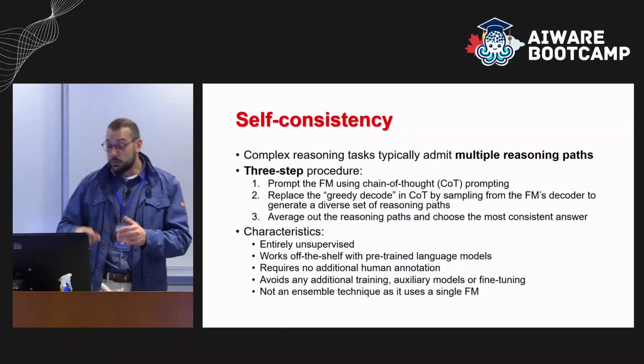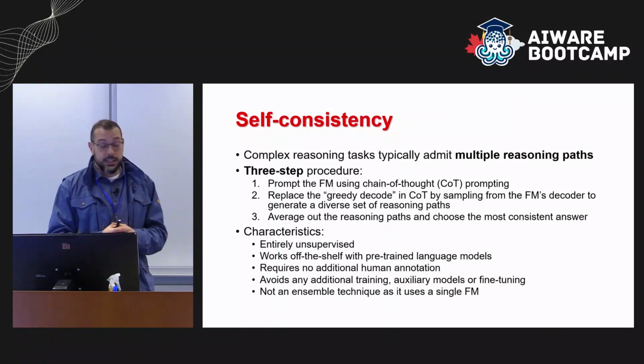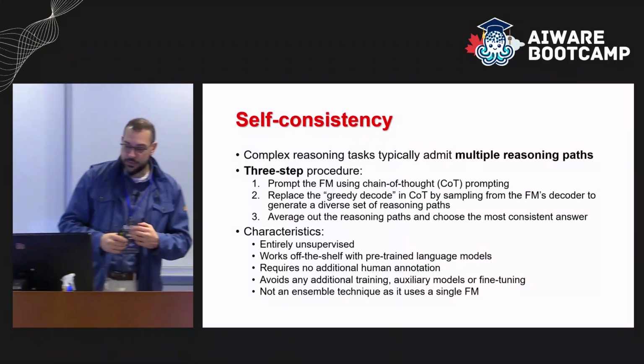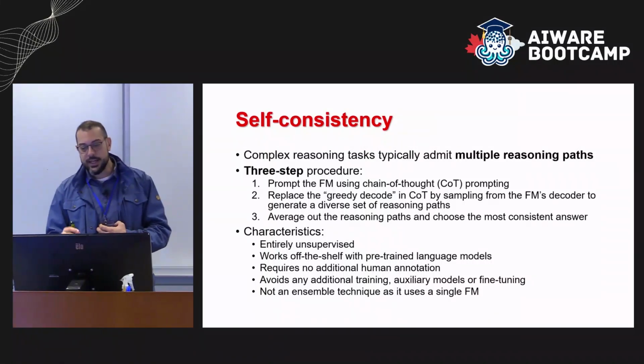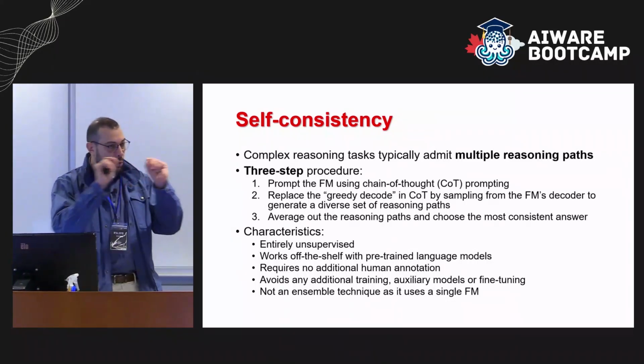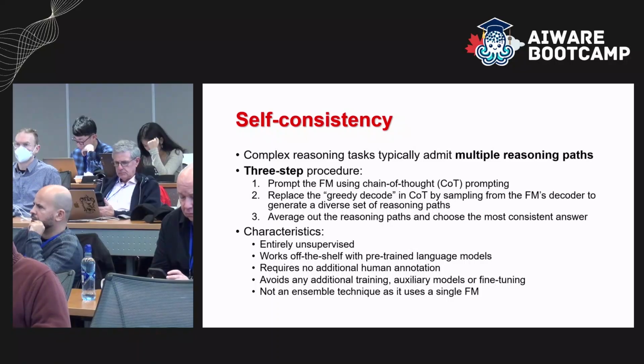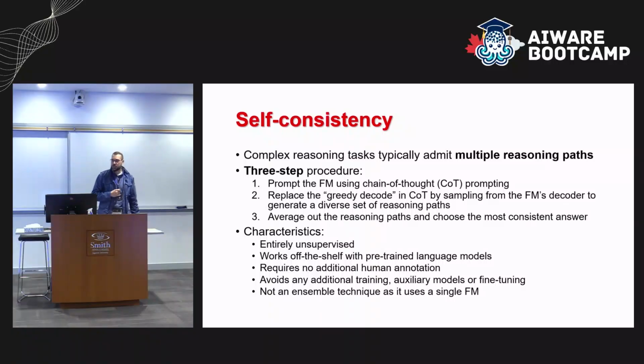reason. And then there was a second technique that was built on top of chain of thought that's called self-consistency. And the idea here is to allow multiple reasoning paths. That's the core idea of self-consistency, okay? And it followed three steps, okay? So you first prompt the foundational model, use chain of thought prompting, pretty much as we showed previously here, okay?